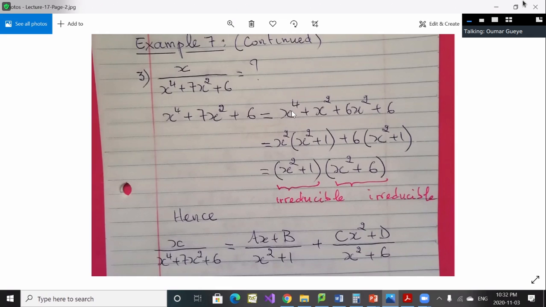When you put it back, it's going to be x to the power 4 plus x squared. And from the third and the fourth term, I'm going to take 6 out because it's a common factor, and I'll get 6 times (x squared plus 1). You can see these two brackets are exactly the same thing, so it's a common factor. When you take it out, the remaining terms are x squared, and here we'll get x squared plus 6.